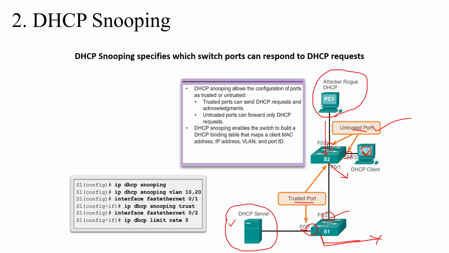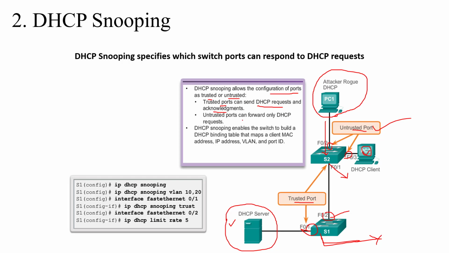So you can make a port a trusted port, and you can make a port an untrusted port. If you make it trusted, it can give the reply to the DHCP request. DHCP snooping allows the configuration of ports as trusted or untrusted. Trusted ports can send the DHCP requests and acknowledgements.